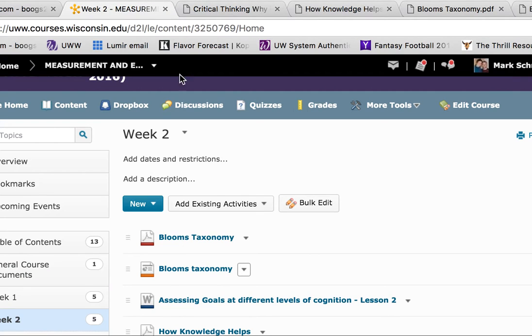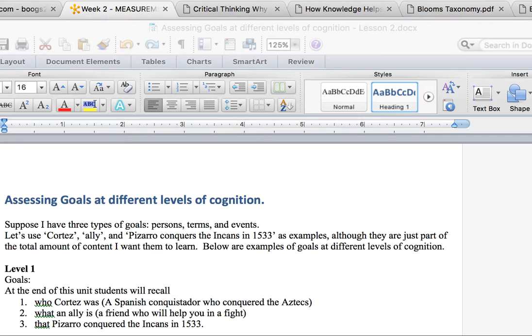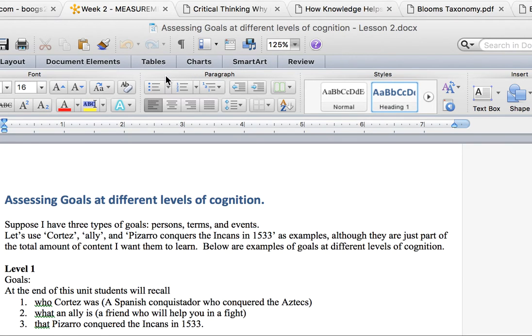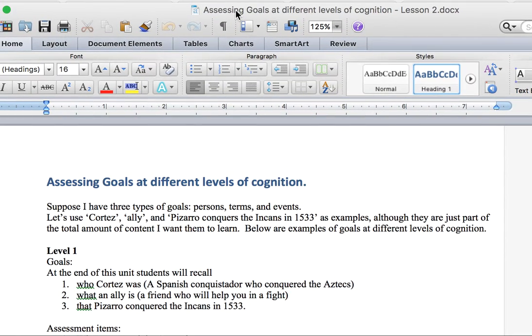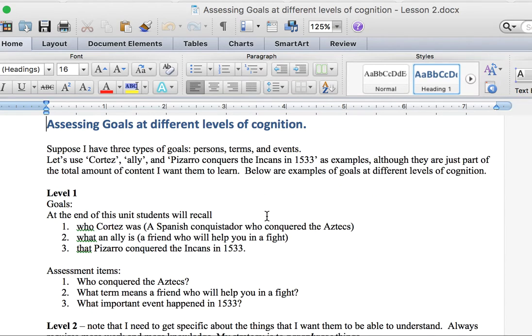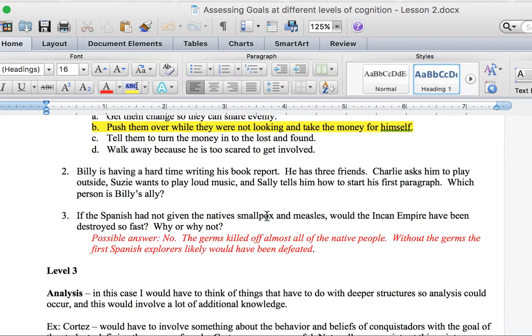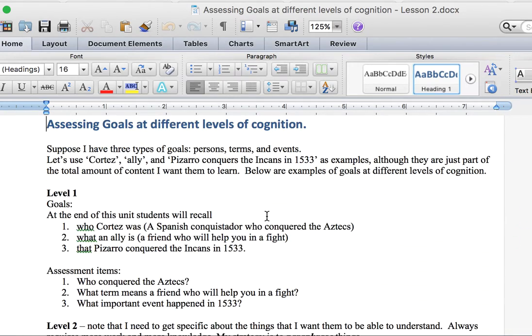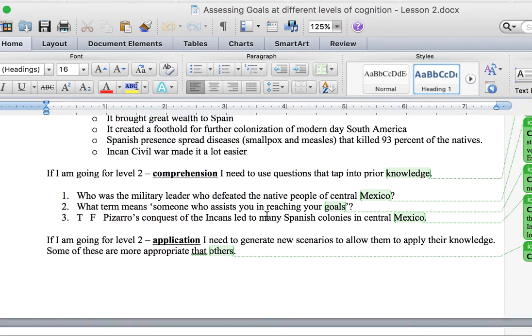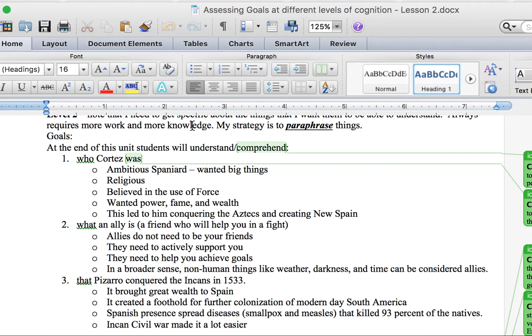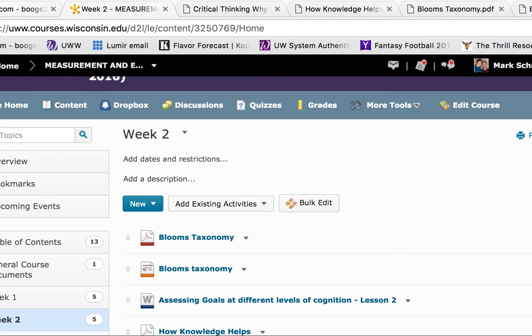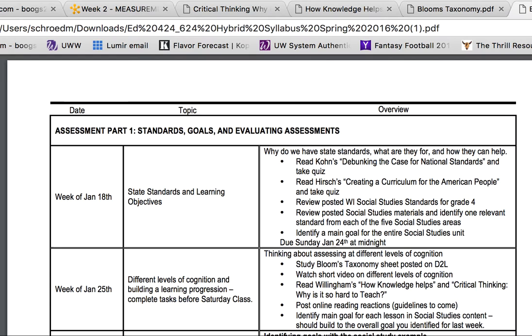I'm also sending a little video that has to do with this particular worksheet. It's called Assessing Goals at Different Levels of Cognition, and I just give an example of a variety of different types of assessments. And so if you want to assess just recall, what does that look like? If you want to assess at application, what does that look like? What are the pitfalls associated with those things? And so we're going to spend a lot of time, get a lot of practice trying to make assessments at these different levels of cognition. So that really takes care of Bloom's taxonomy.